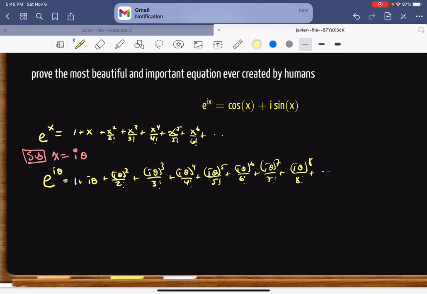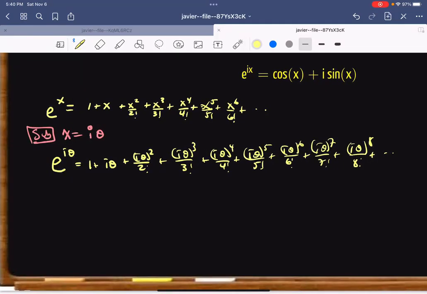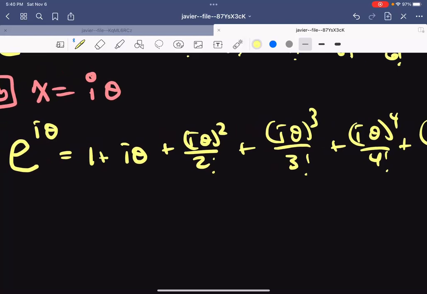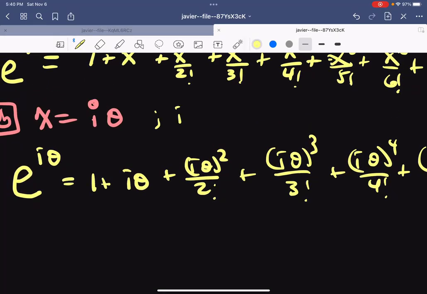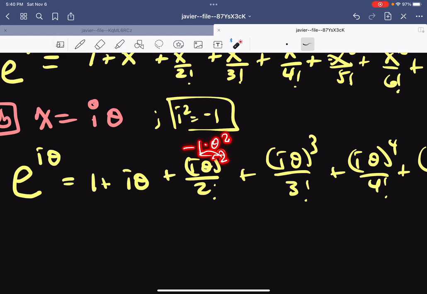Now, so far, nothing extraordinary happens here, but you can actually clean this up a little bit. Remember, i squared is equal to negative 1. That's how i was cooked up. It was cooked up to be the square root of negative 1, so when you square it, you get negative 1. In particular, what does that do here? i squared becomes negative 1, so this will become negative 1 times theta squared when you distribute the square. This one will become i to the third times theta to the third. And of course, i to the third is equal to negative i.